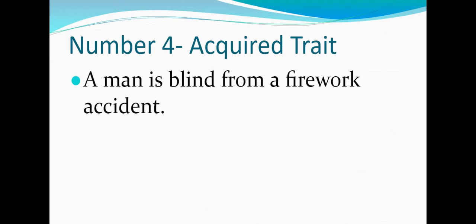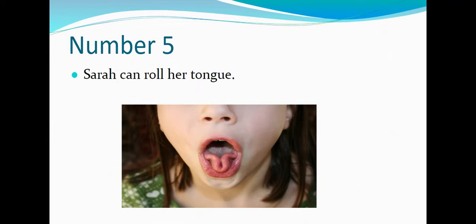Now, since it's an acquired trait, do you see how if this man had offspring or had children, they would not be blind because he is blind? Do you see that? It's an acquired trait. He did not inherit it, nor can he pass it on to his children. It's not in his DNA. Number five, Sarah can roll her tongue. Is this something that can be found in her DNA? Is it inherited or acquired?